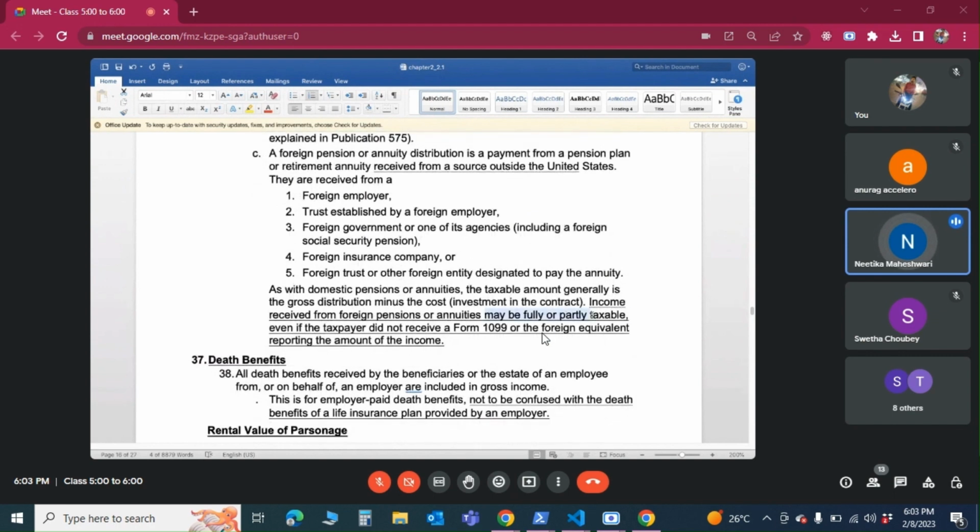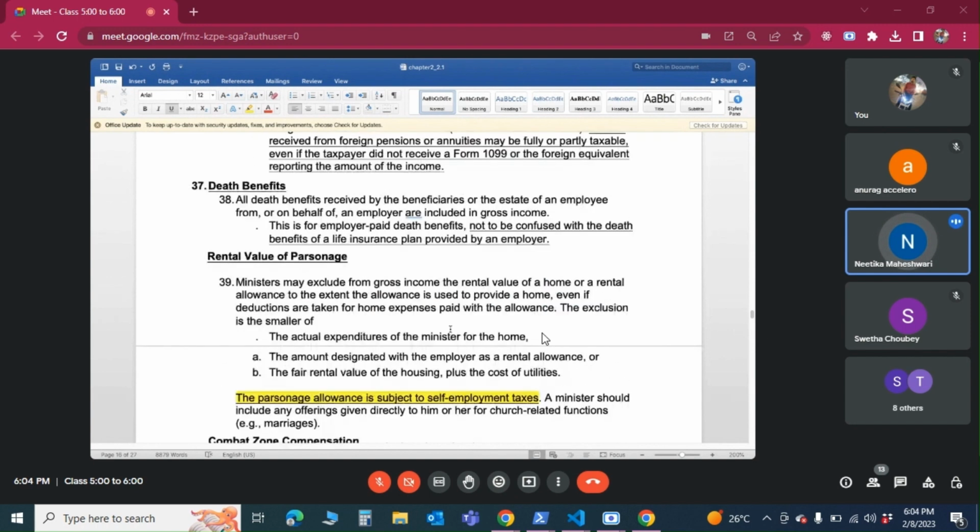We have to understand what the rules are if it's coming from a foreign pension, because on that money, the US has probably never received any tax. It's a foreign company paying pension to now a US resident. Maybe earlier they were not. So we'll have to see. It could be fully or partly taxable.